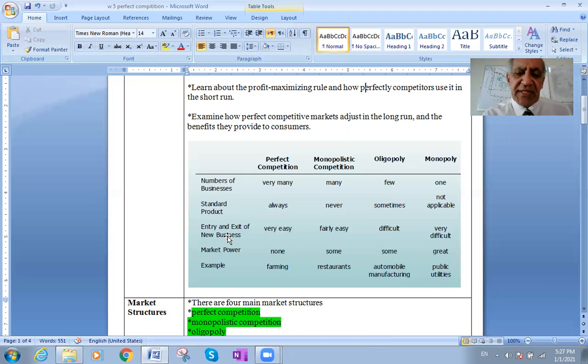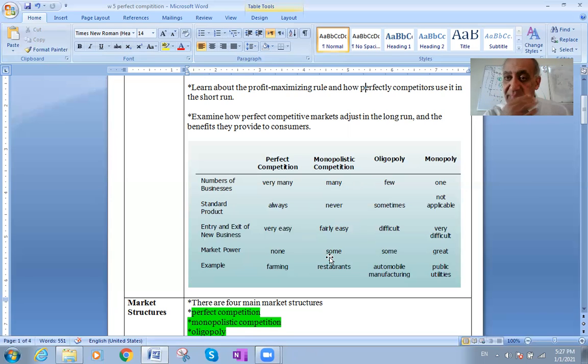The exit and entry to the markets is not like perfect competition, but still it's easy to enter or exit from the markets. I'm talking about monopolistic competition. We are talking here now about market power, to some limit, to some extent.